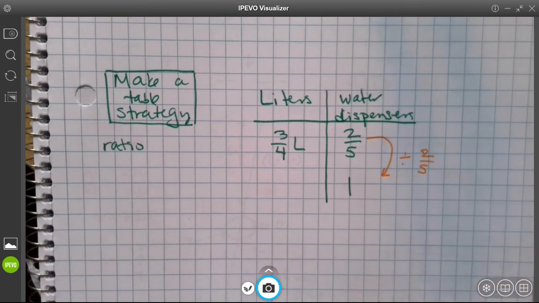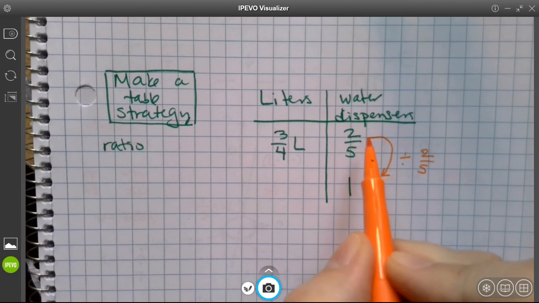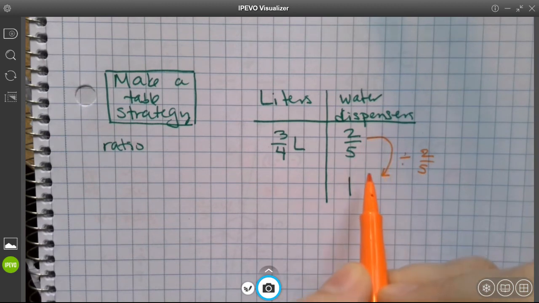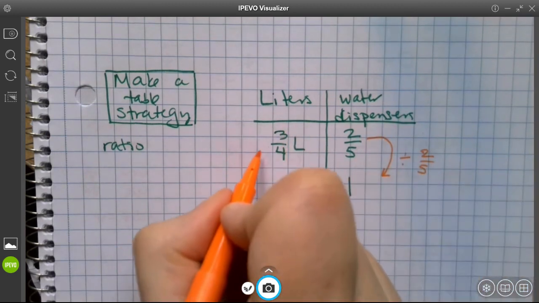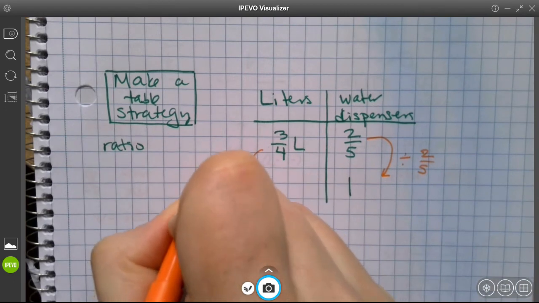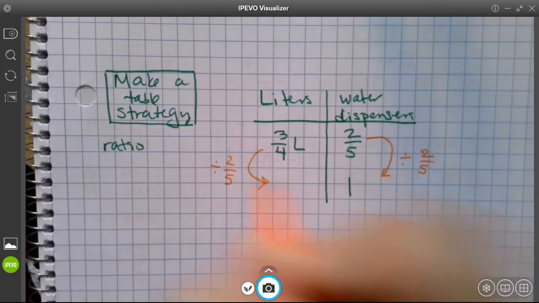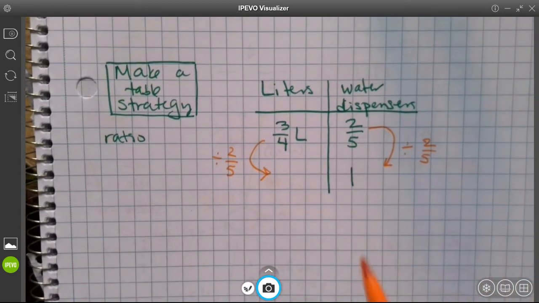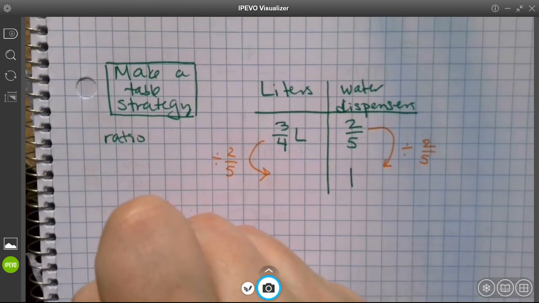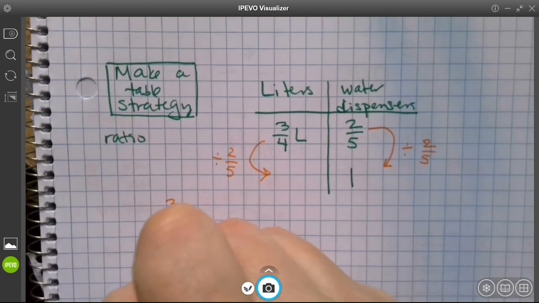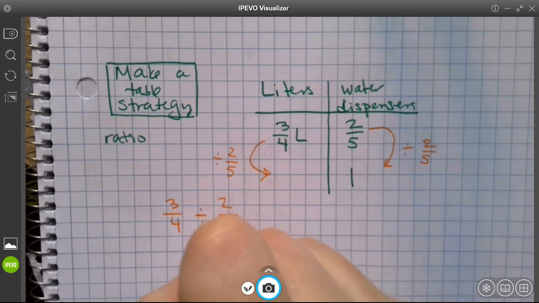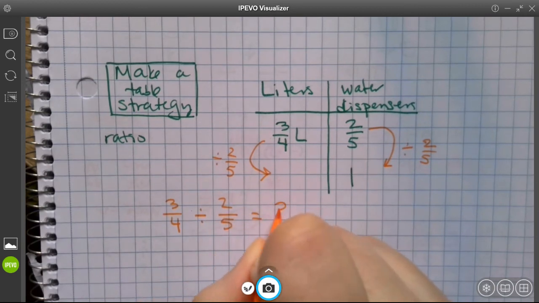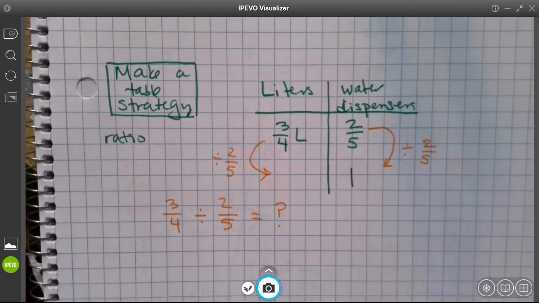Okay, so, and remember when we learned about ratios, we learned that if I divide one part of the ratio by a value, then I need to divide the other part of the ratio by the same value to maintain an equal ratio. So then this shows me that an equation I could use would be 3/4 divided by 2/5 equals the answer.